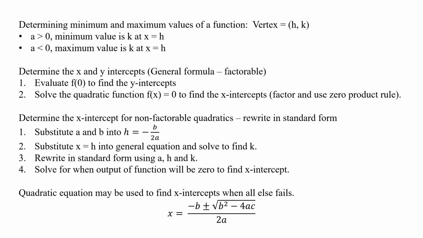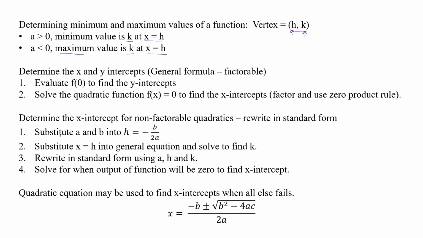So the first thing we're going to do is determine the minimum and maximum values of a function. And basically, we're looking at our vertex again. So if we're given the general or the standard form, we're looking for that vertex (h, k). And so again, if a is greater than 0, it's going to be a minimum value k when x is equal to h. So that's going to be our minimum at the x equals h. Now, if a was less than 0, we're going to get a maximum value at k when x is equal to h. So that will be a maximum when a is less than 0, and then it's at the x equals h value.